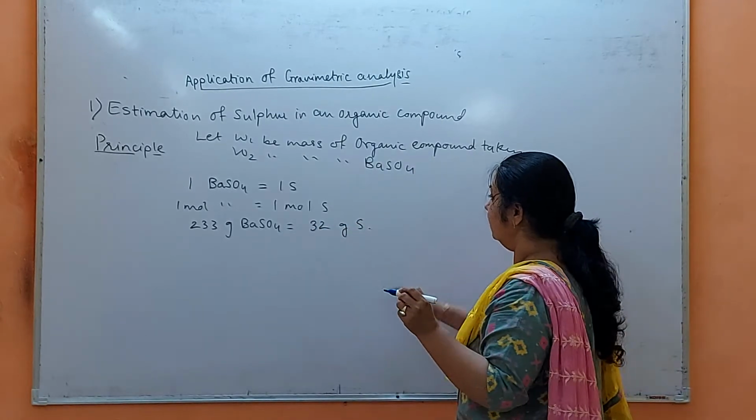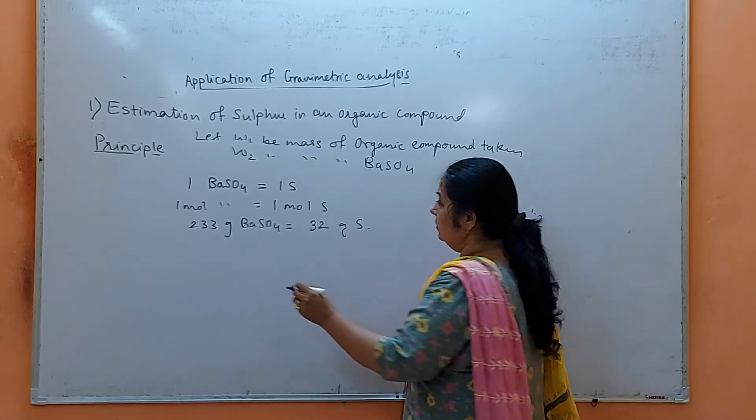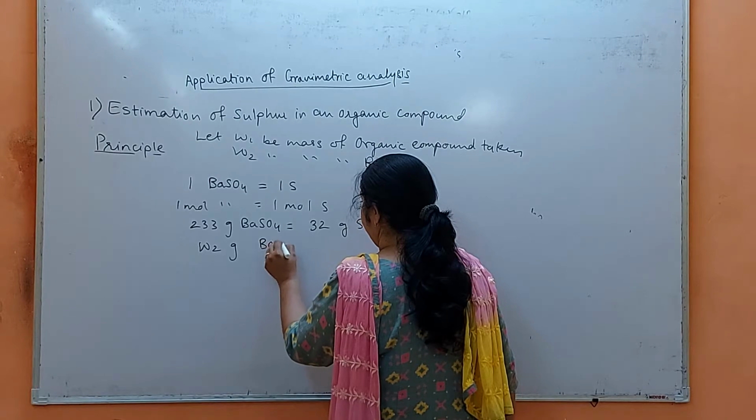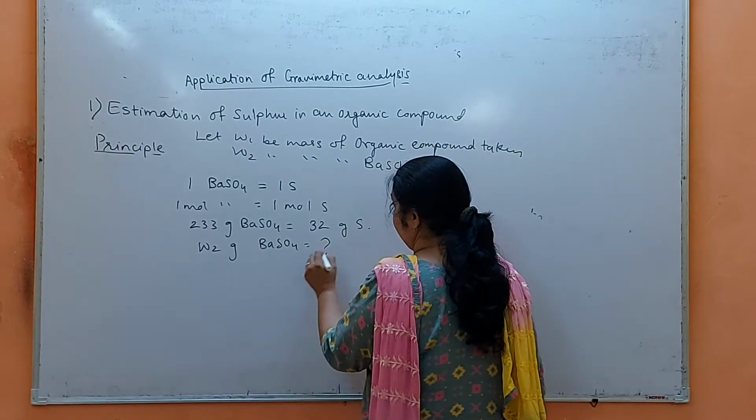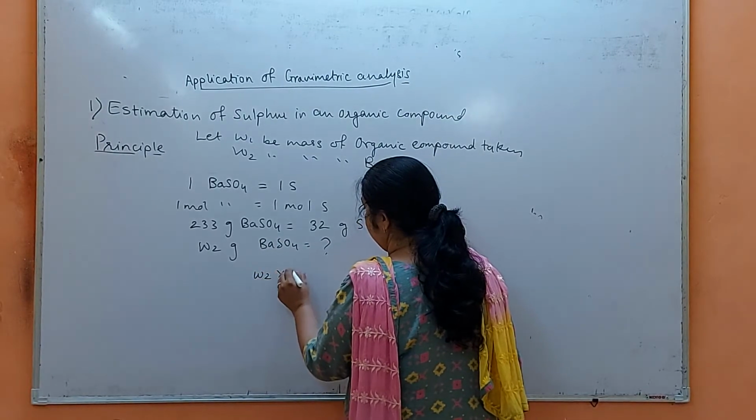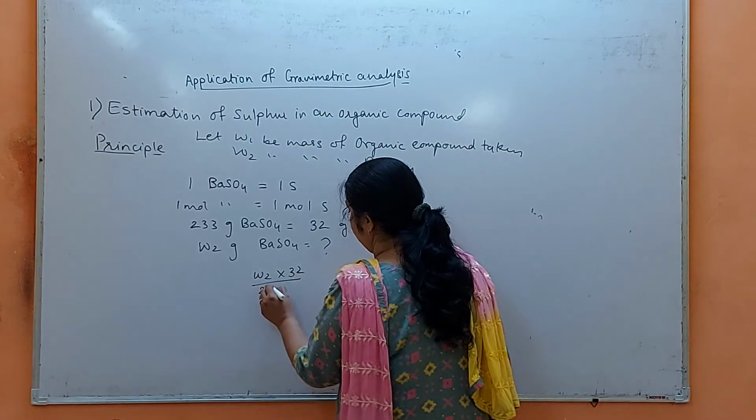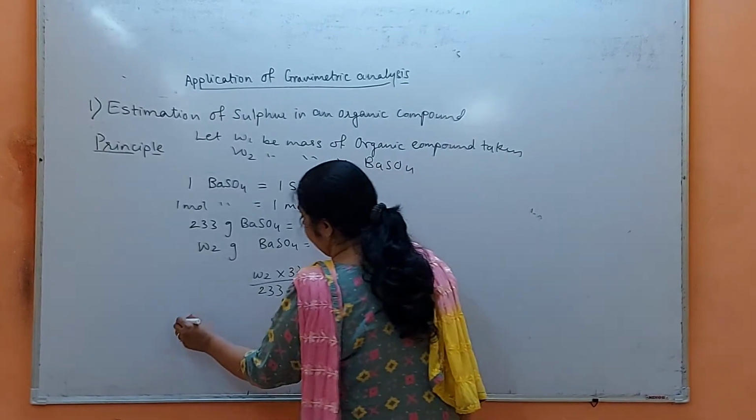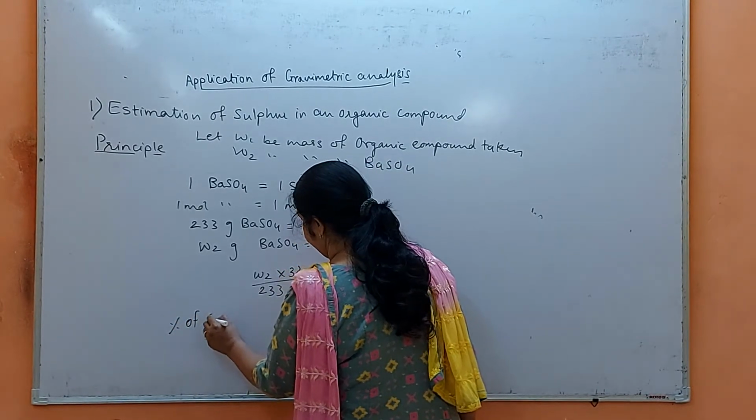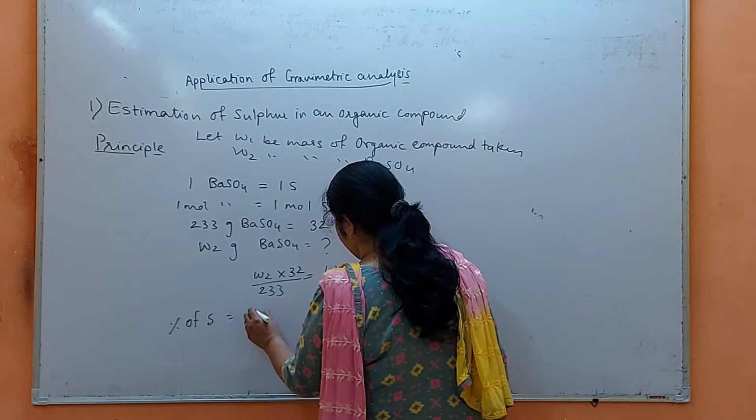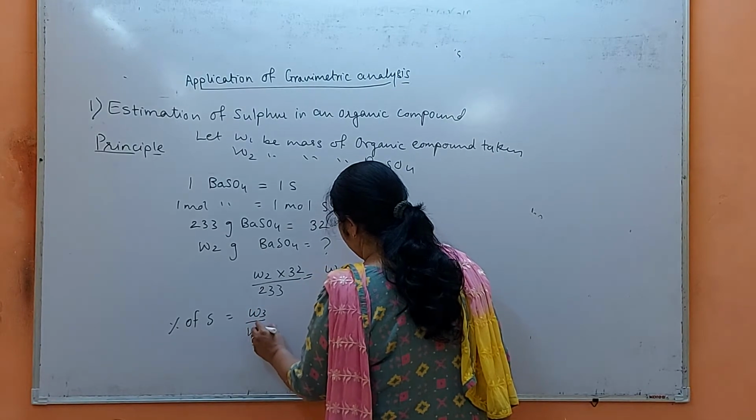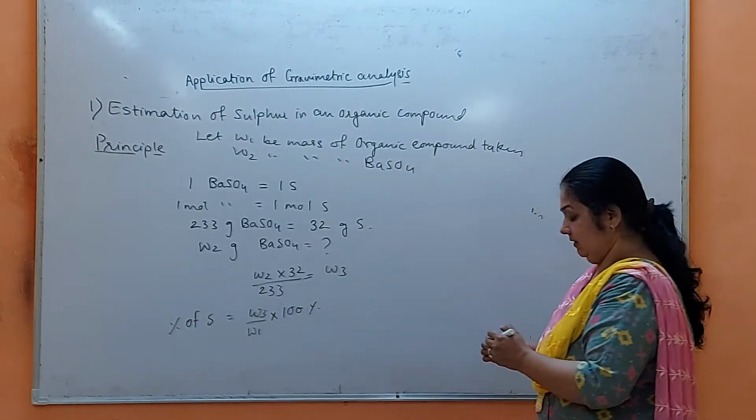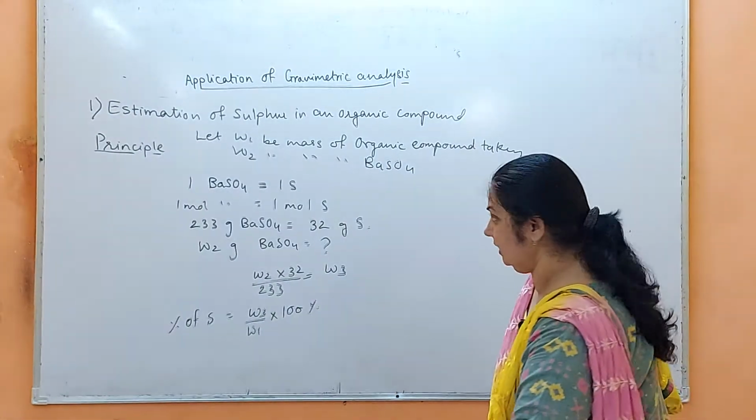Now try to understand, if 233 contains 32, W2 gram of BaSO4 will contain how much? So we can say W2 into 32 divided by 233. Say we get W3. Now if we want to find the percentage of sulfur in the compound, it will be W3 by W1 into 100. That will give us the percentage of sulfur in the organic compound.